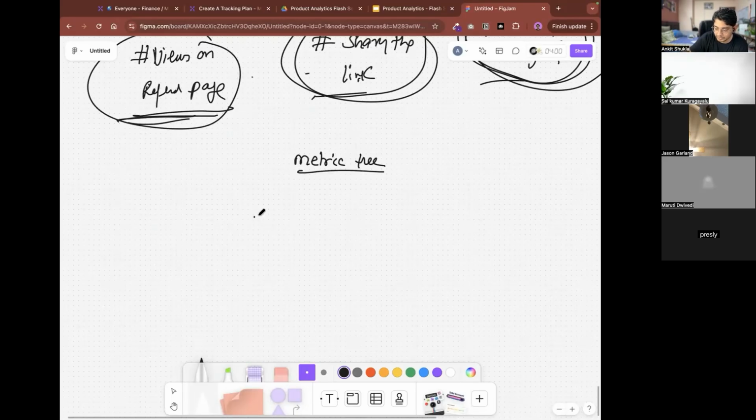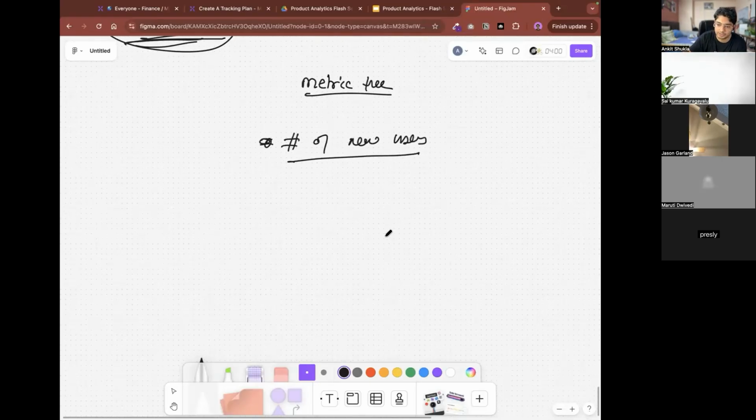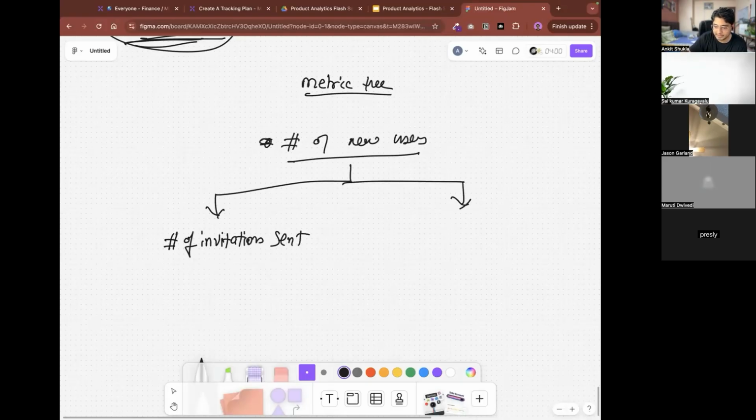Okay. So we are creating referrals for what? For getting the number of new users to join the platform, right? If we are getting the new number of users to join the platform, then the new number of users depends upon the number of invitations sent multiplied by the conversion rate. How many people are actually being converted?